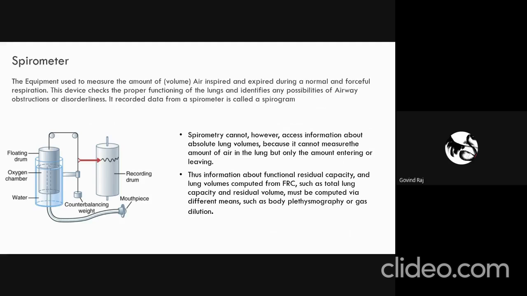Thus we can measure some deviations. We have the normal values, and we get the maximum amount of air that he can take in and take out. So we can measure different volumes of air. That means the inspiratory reserve volume, all that we told in the previous class.